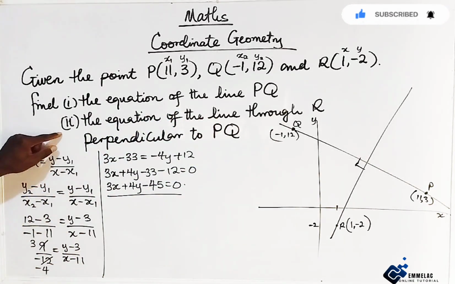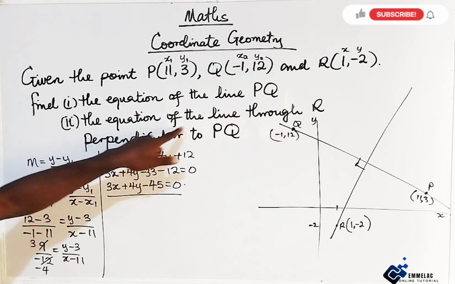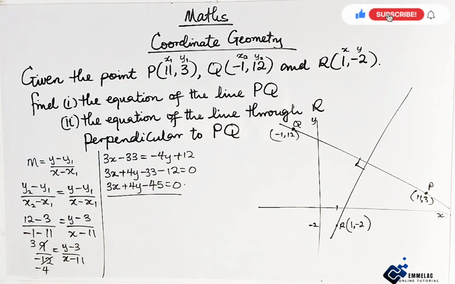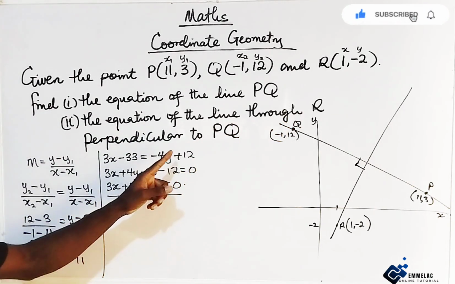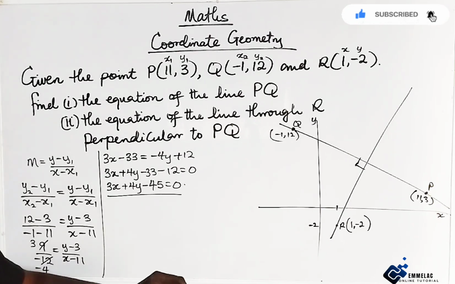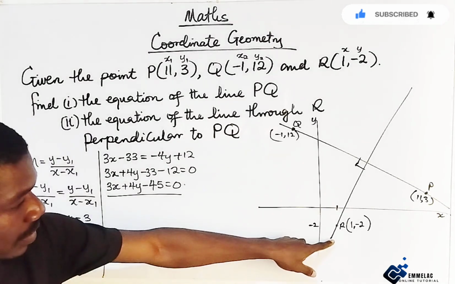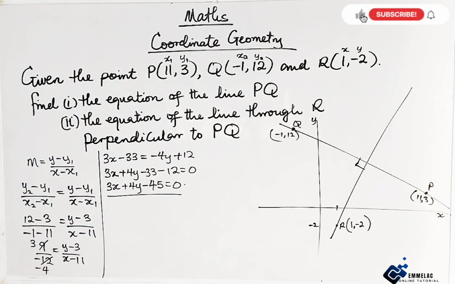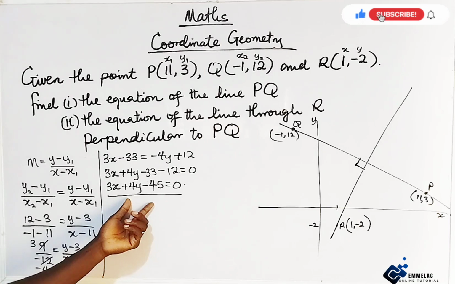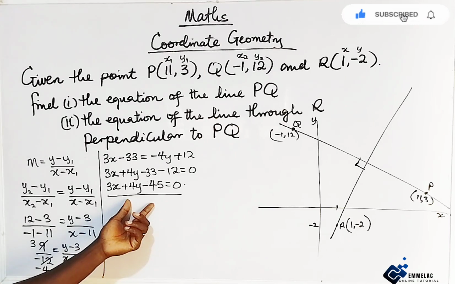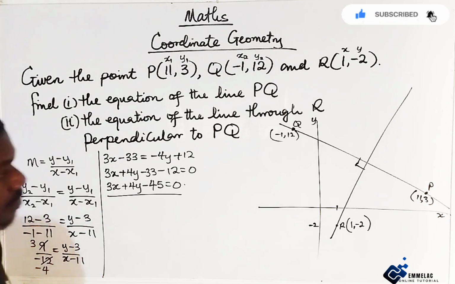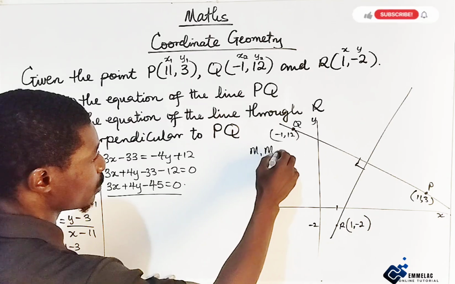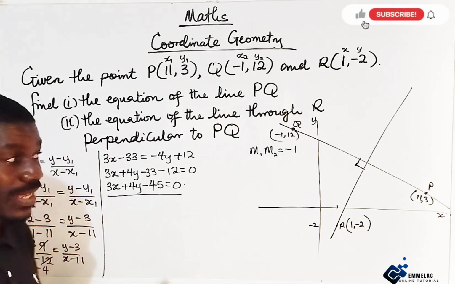Okay, and the next one says the equation of the line through R perpendicular to PQ. Now since it is perpendicular, we need to find the equation. Let us find the gradient for this. Now take note that m1 m2 equals -1 for perpendicular lines.